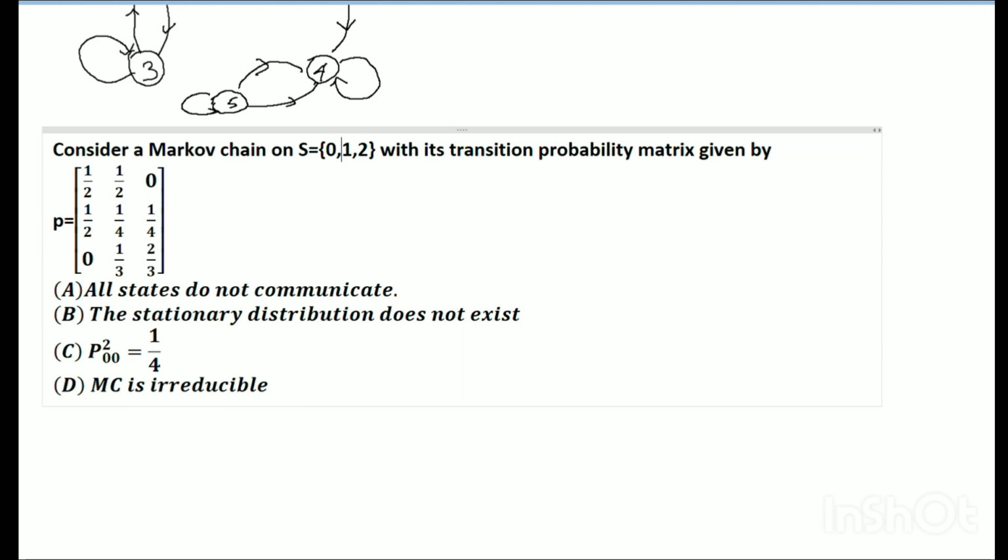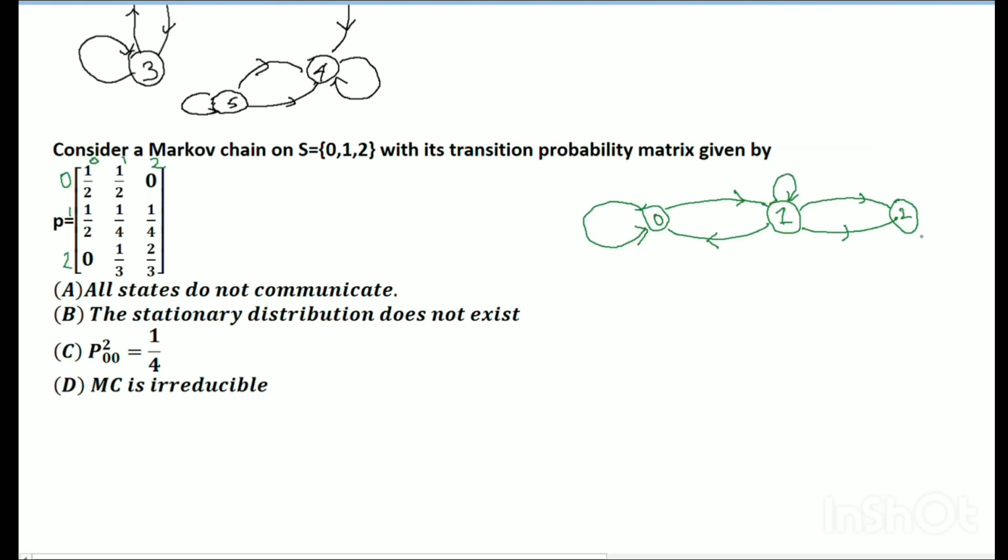Now I have to check whether it is irreducible or reducible. I have drawn a diagram of the Markov chain, where you get that the Markov chain is irreducible, because all states communicate with each other. So all states do not communicate, it is wrong, and the stationary distribution does not exist, this is wrong.